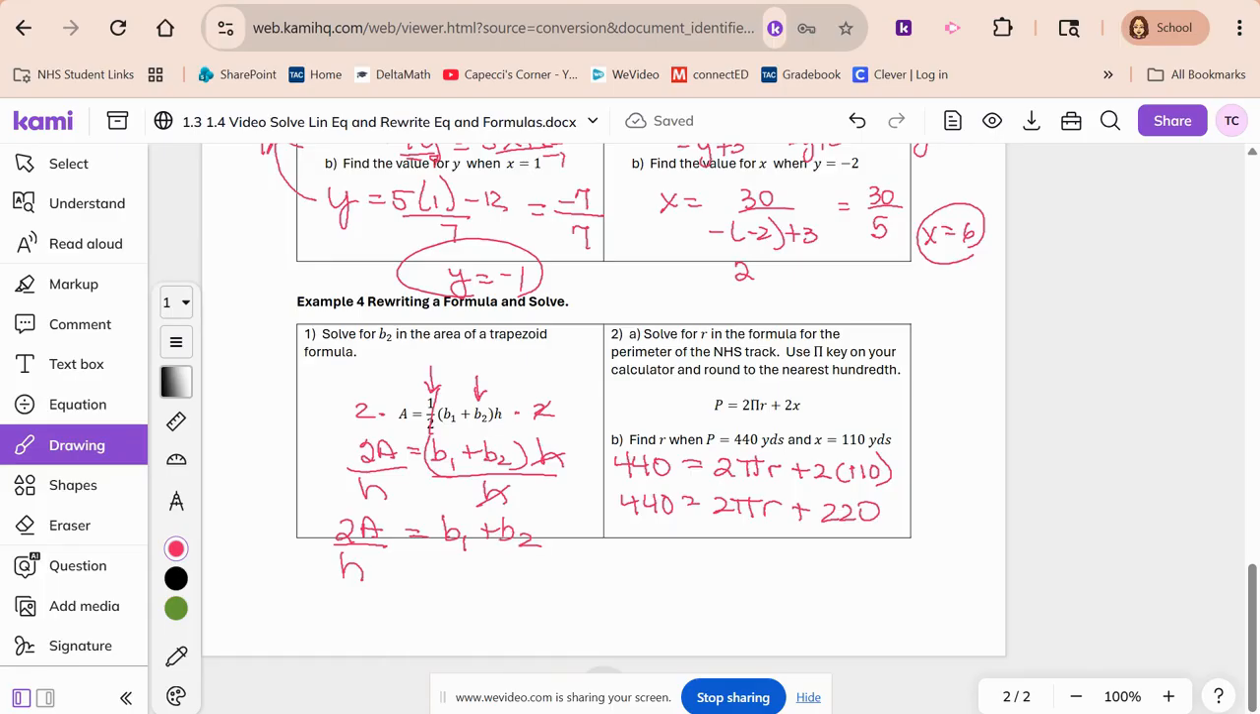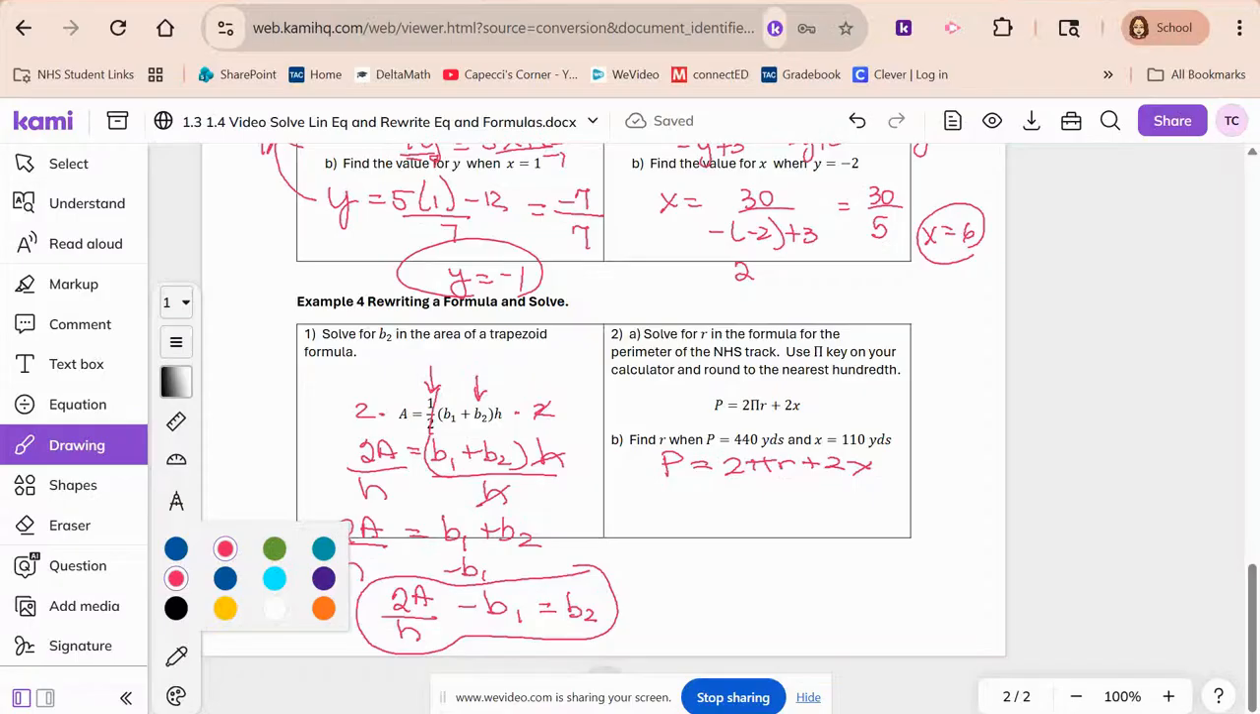So then I have 2a over h is equal to b sub 1 plus b sub 2. So now I'm almost there. I'm trying to get that b sub 2 by itself. So I'm going to subtract b sub 1 from both sides. So I end up getting 2a over h minus b sub 1 is equal to b sub 2. So that's going to be my final answer right there.